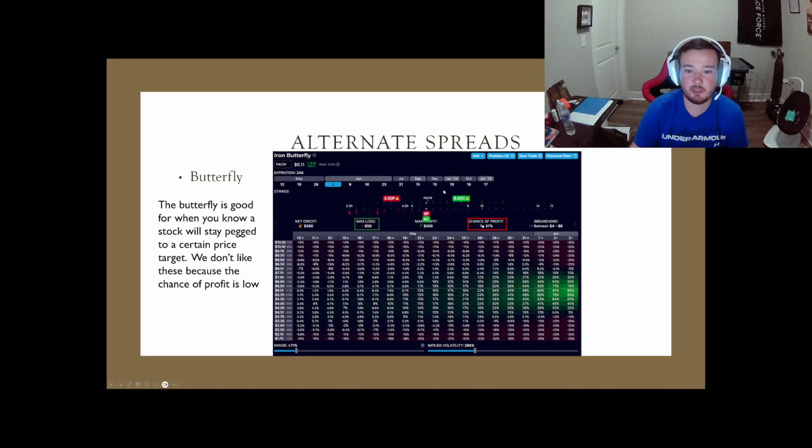Essentially, the closer you are to $6 when this expires, the more money you make. Your net credit on this is $200, and your max loss is $50, which is a really, really good risk-reward profile. However, you only have a 37% chance of profit, which is the problem with the butterfly. The butterfly is really good for when you know a stock will stay pegged to a certain price target. However, we don't like to use these because the chance of profit is so low. A 37% win rate is not something we like to trade consistently.